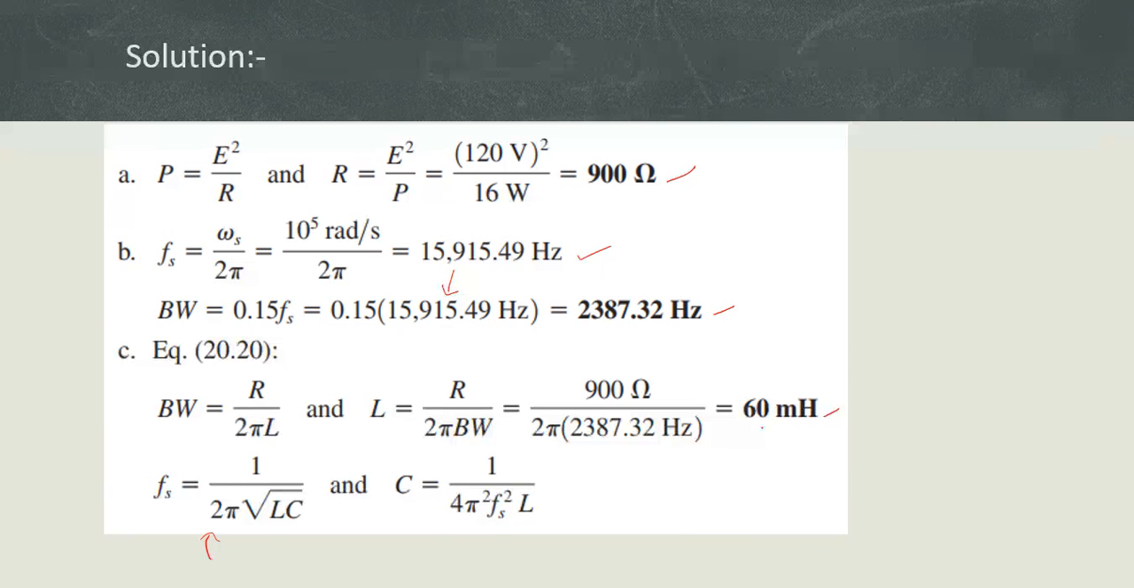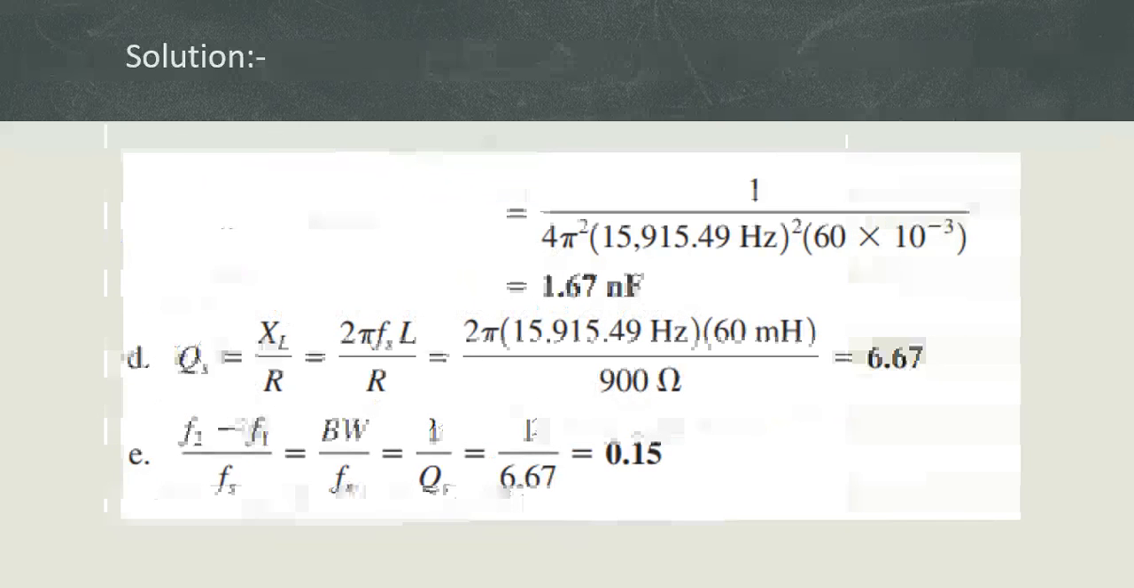Now you substitute the value of inductance and resonance frequency and you simplify. The value of capacitance is around 1.67 nanofarad. Okay, and the quality factor Qs is equal to XL divided by R. XL is equal to 2 pi Fs into L, divided by R. You substitute the value of Fs and L and simplify. The quality factor is 6.67.